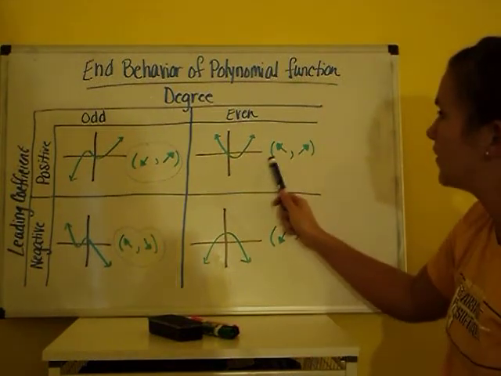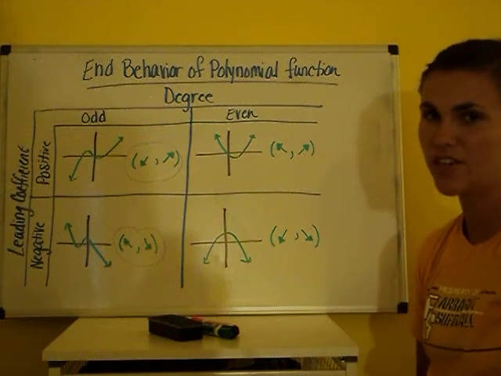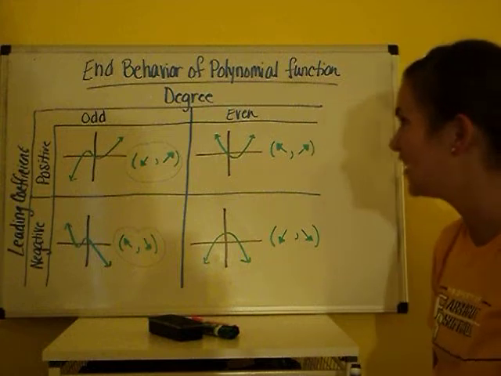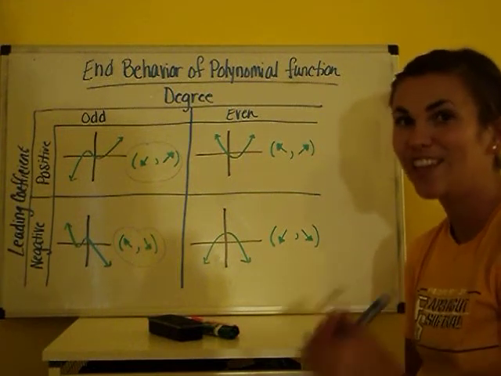And for even, whenever you think of an even degree polynomial, think of the quadratic. We just spent a whole chapter talking about quadratics. We just did a project on it. So think of the quadratics. You should know what it looks like, the U or the n.